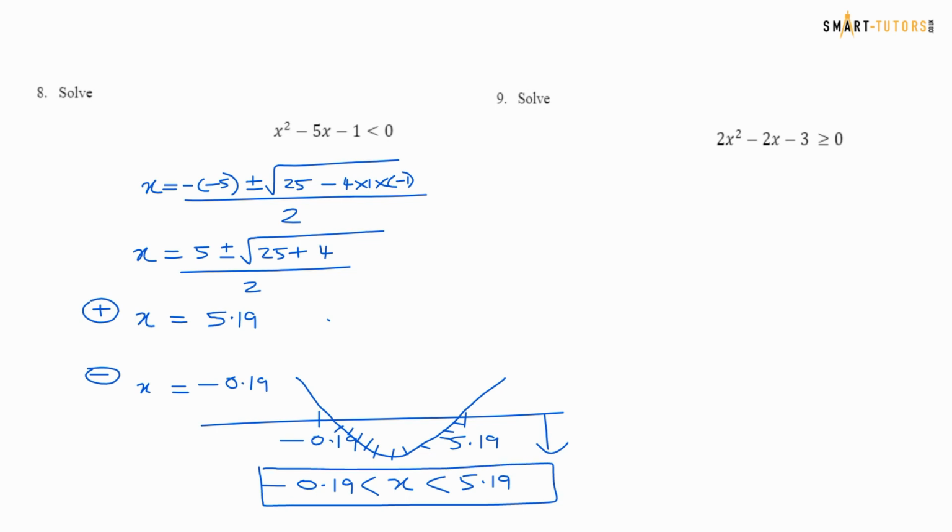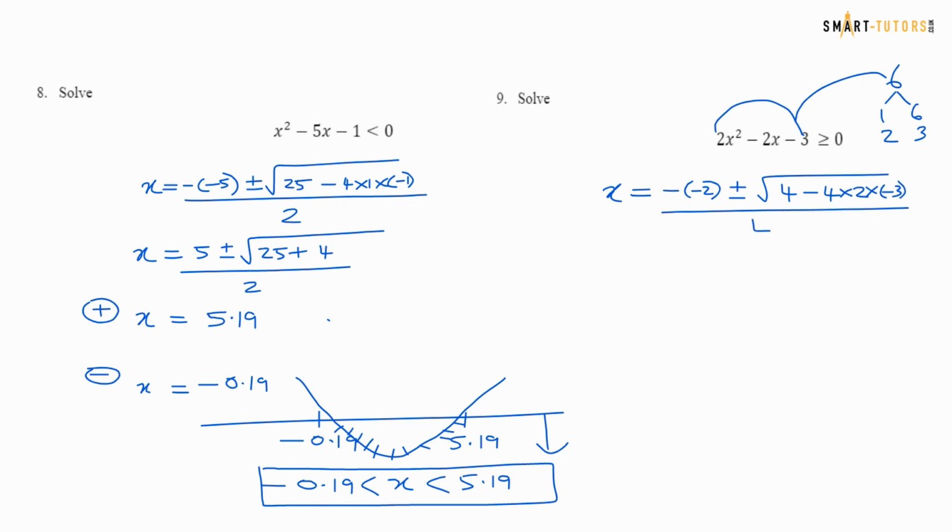Question number 9: you're going to do 2 times 3, which is 6, right? The factors of 6 are 1 and 6, 2 and 3. When you take away, nothing is going to give the 2. So again, you need to use the quadratic formula. So minus b, minus of minus 2, plus or minus the square root of b squared, which is 4, minus 4 times a times minus 3, over 2a, 2 times 2 is 4.